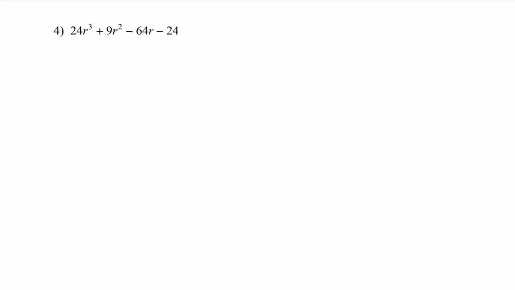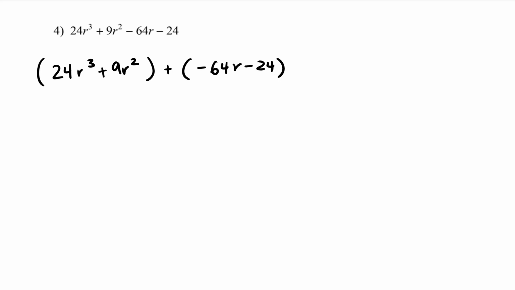Example 4 gives us 24r cubed plus 9r squared minus 64r minus 24. So I'm going to group the first two terms together and the second two terms together. Now, the first group has a greatest common factor of 3r squared. That's going to leave me with 8r plus 3.